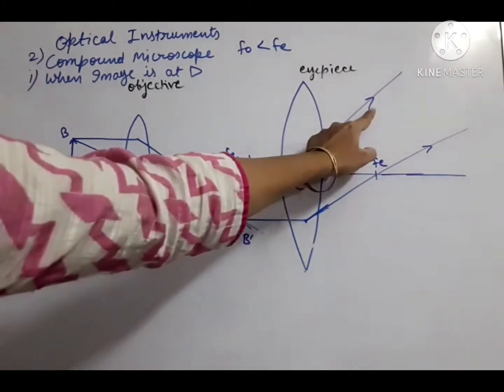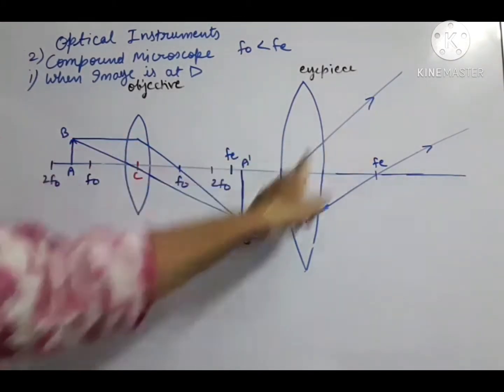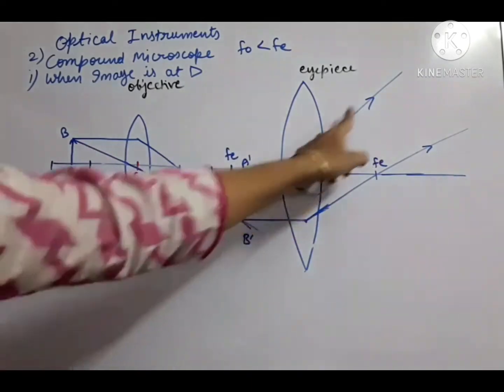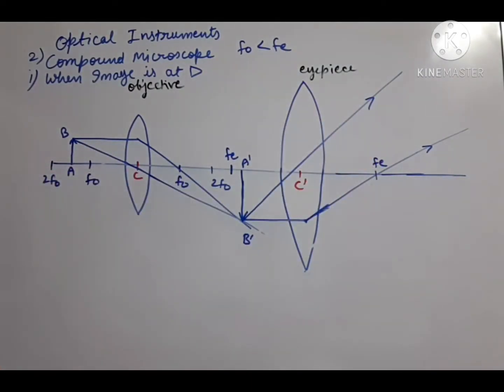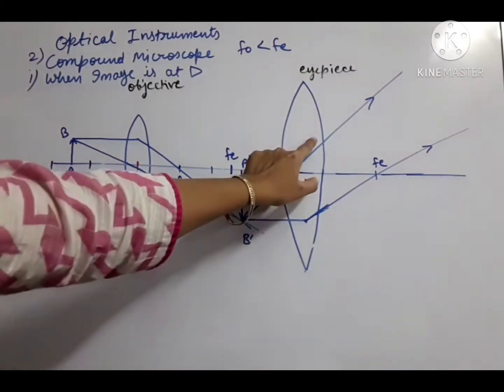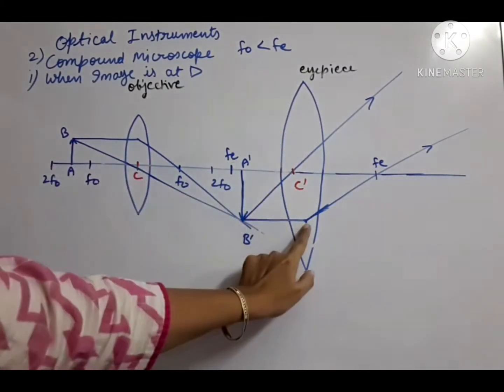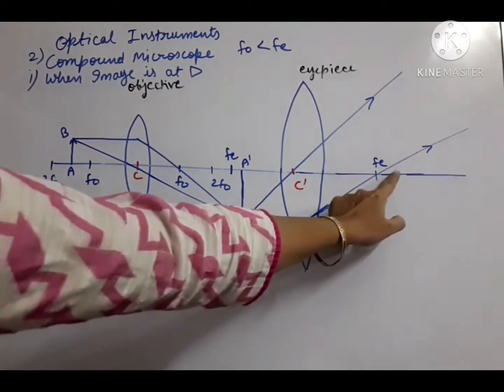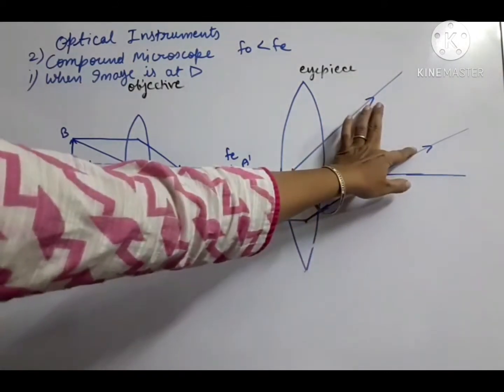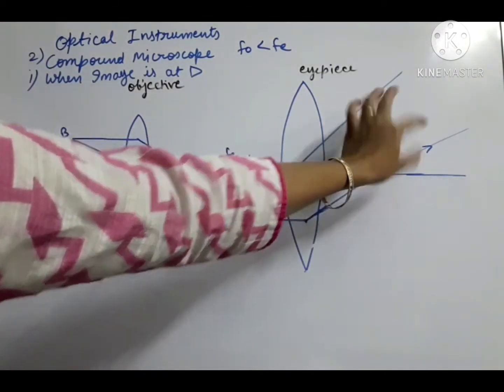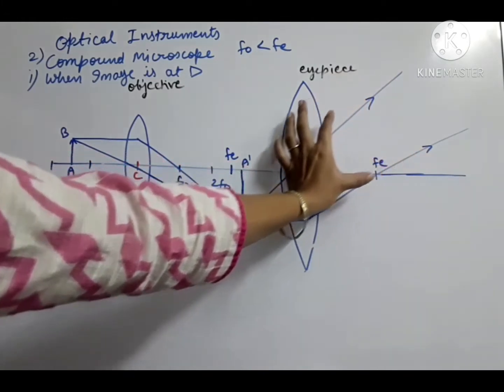The second ray is passing through the optical center. It is passing unbent, moving straight. So show the optical center. Now one ray is going through the optical center unbent, and one ray is parallel and after refraction passing through the focus. But here you will see that the two rays are not meeting. They are diverging only. So we need to do what?